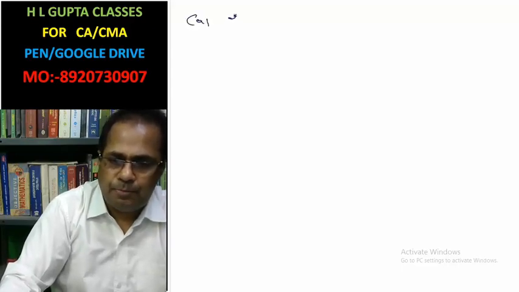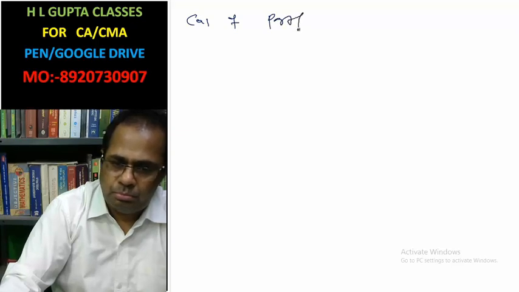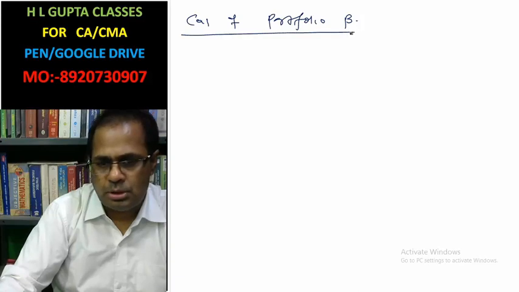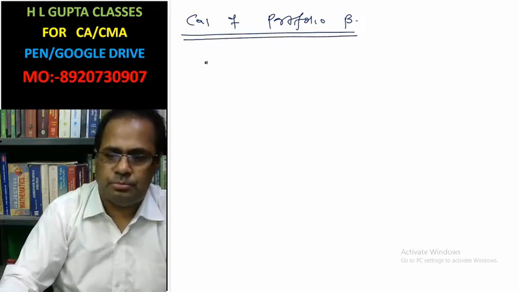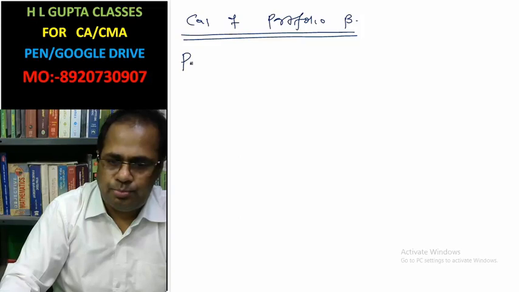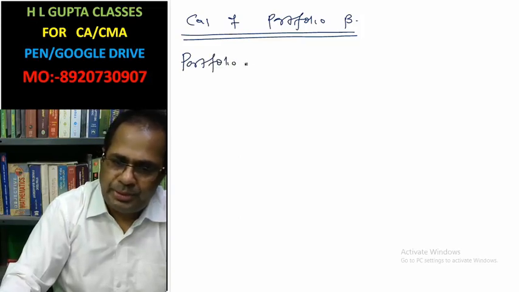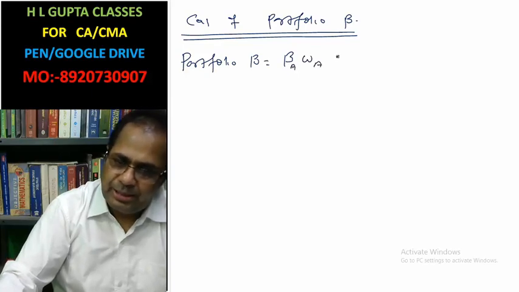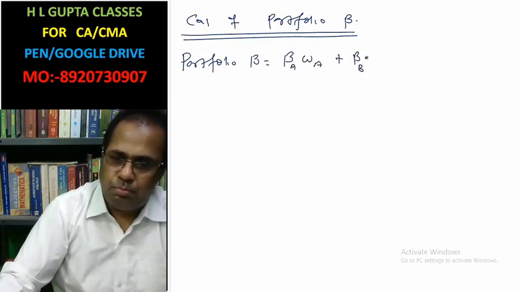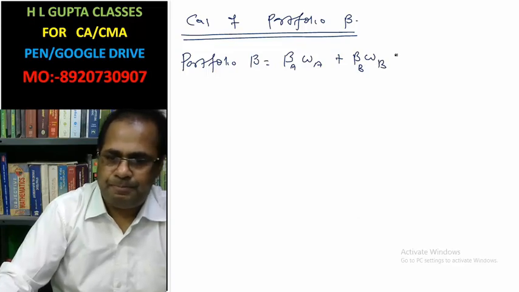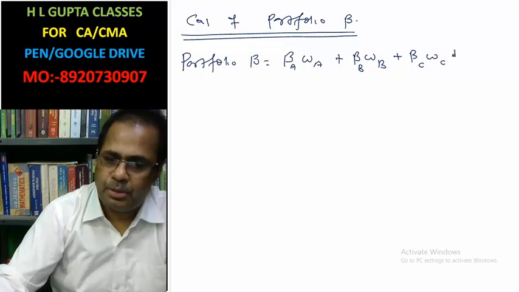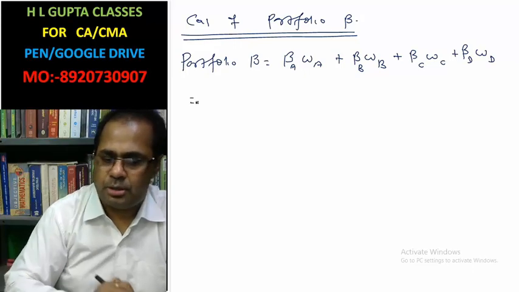Calculation of portfolio beta. Portfolio beta equals beta A times weight A, plus beta B times weight B, plus beta C times weight C, plus beta D times weight D. Look at here.